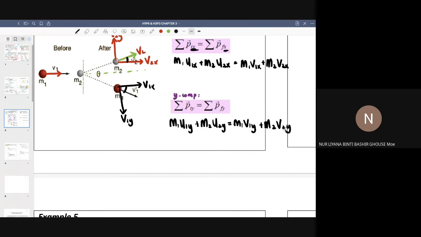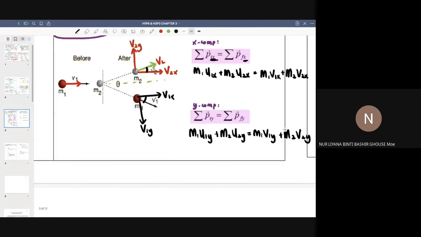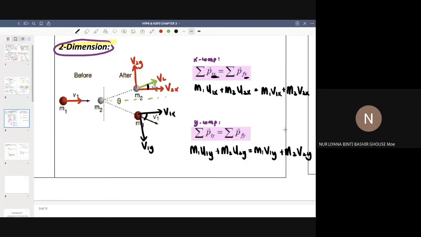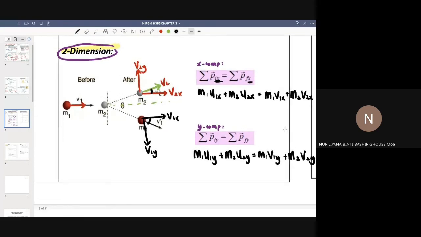Okay, lepas you dah buka, then you tengok. Usually Miss bagi tips, usually yang initial, y dia akan kosong, sebab tengok yang before ni, dia hanya bergerak in the x component. So y dia akan kosong. U kita hanya bergerak ke sini sahaja. U kita tak ada in the y component. So semua ni akan jadi kosong. Lepas tu yang y component tu akan adalah m2 v2y.